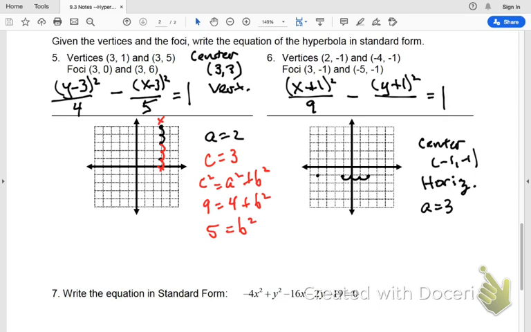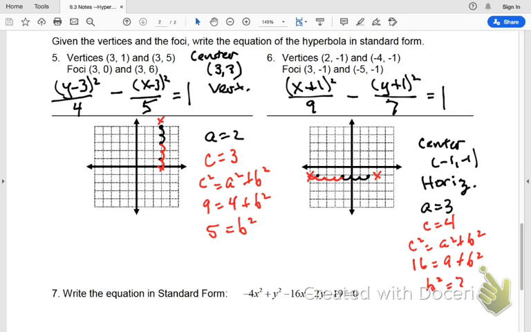My foci, let me change colors real quick. My foci are at 3, -1, so right here, and at -5, -1, so right there. And they are 1, 2, 3, 4 units away from the center, so that tells me that c equals 4. So then when you do c squared equals a squared plus b squared, we'll get that b squared equals 7. And again, I don't care about b, I really care about b squared because that's the number that's going to go into my equation. So 7 will go there. All right, there's your equation.